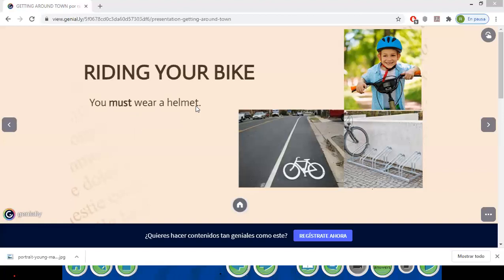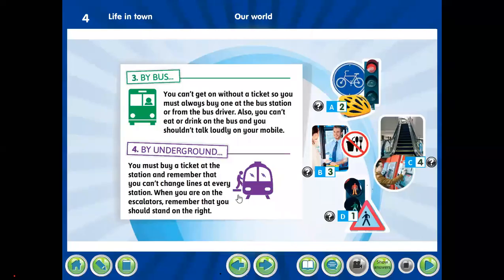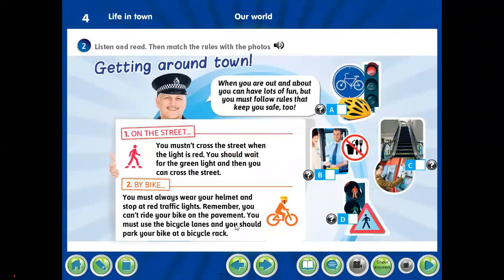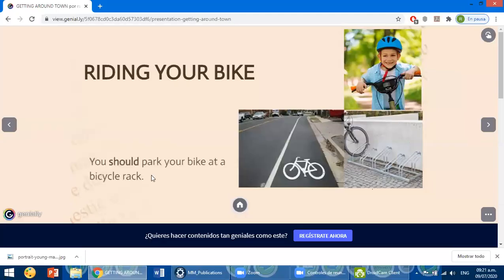Helmet. This part is in the last part of your book, in your article. In the book, it's in the last part, no? When we talk about bikes, they mention the last rule is this: You should park your bike at a bicycle rack. This is the last rule when we are riding our bikes.